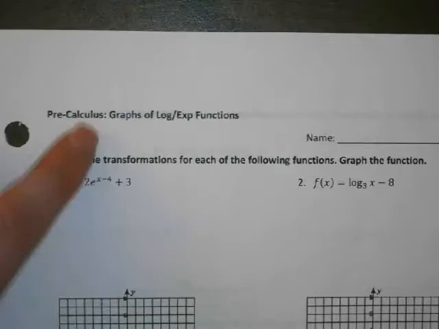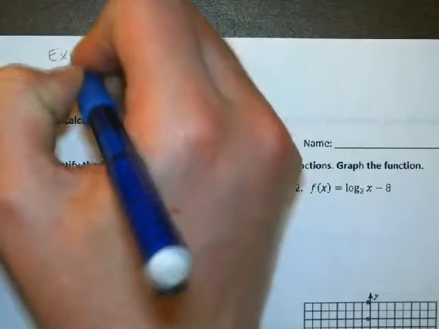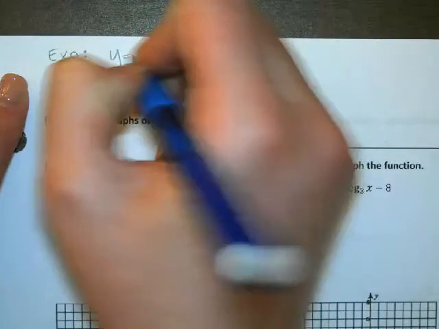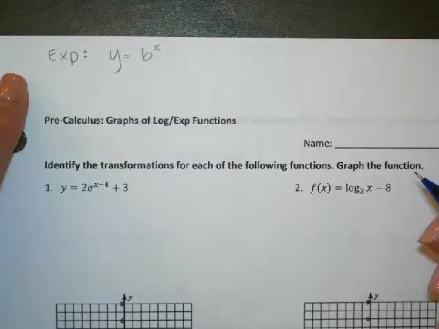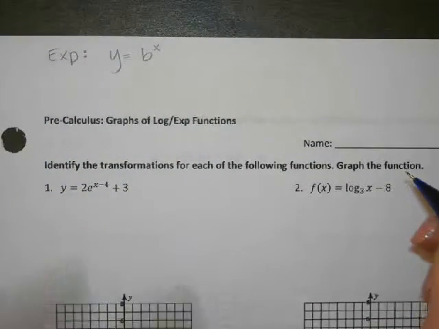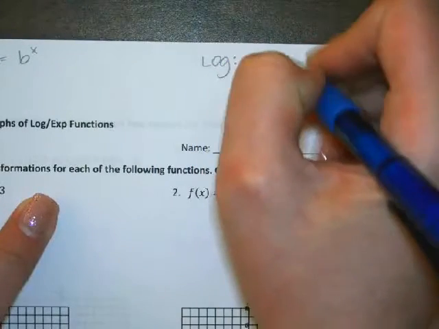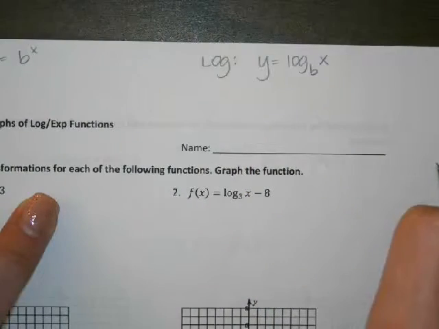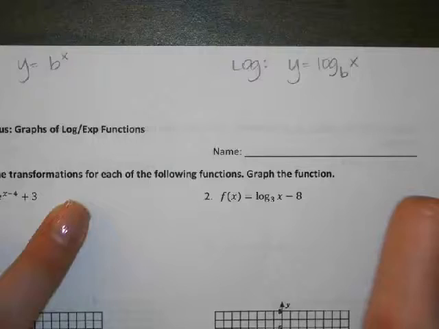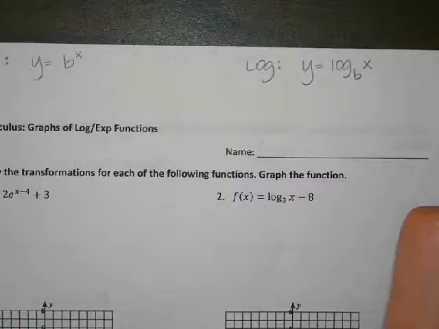All right, so we have two types of graphs we're looking at. We've got exponential graphs, and those would be in the form y equals b to the x. And then we have log graphs, and those would be y equals log base b of x. Before we even start graphing an exponential or a logarithmic graph by hand, we have to know what the base is because that's going to be important.